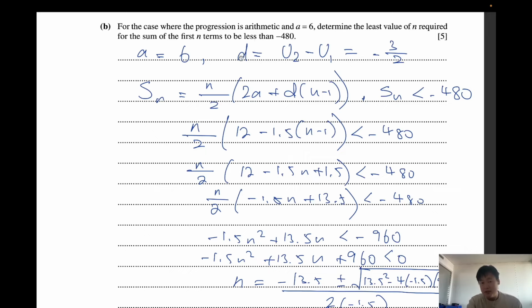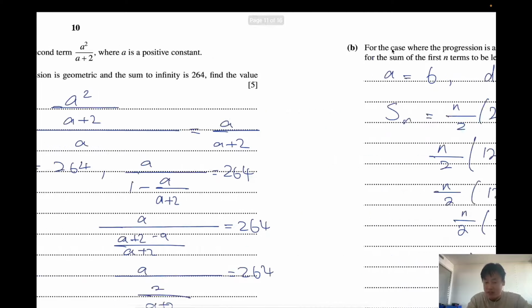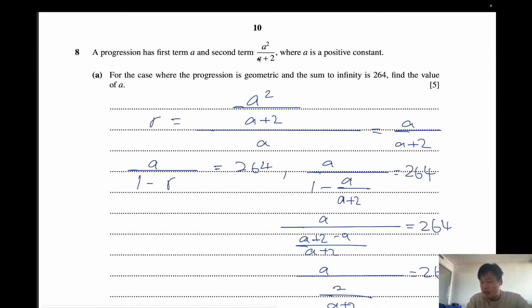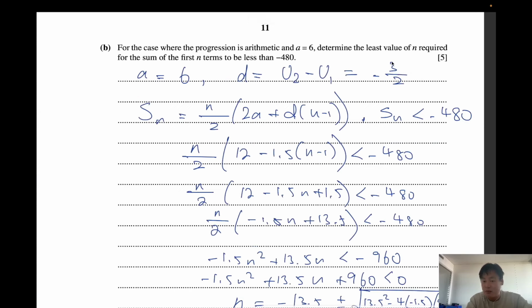And how do we find the d value? Well, we already know from the first part of the question, right? They tell you the second term is a squared over a plus 2. First term is a. If you take the second term minus the first, isn't that going to give you the d value, the common difference? And if you know from the question that a is 6, you see where we're going with this. 6 squared divided by 6 plus 2 minus 6. That's where we got negative 1.5 from. A is 6, d is equal to negative 1.5.